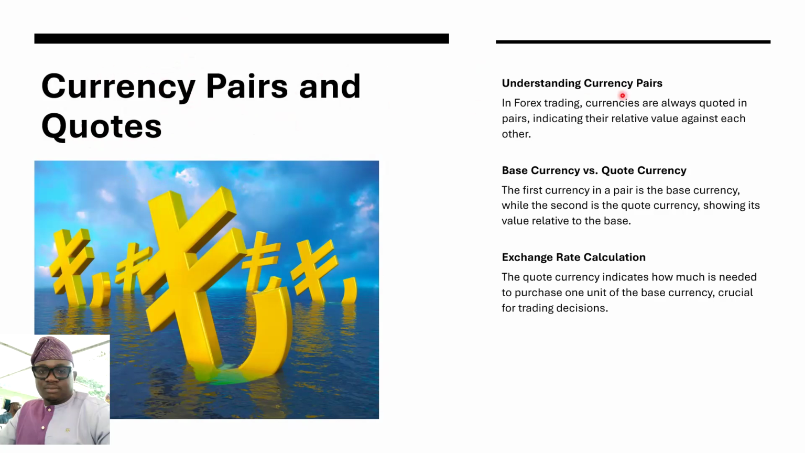So we are dealing with currency. Understanding currency pairs: in forex trading, currencies are always quoted in pairs. Note that I said that in the beginning of the video, indicating their relative value against each other. One currency cannot be valued on its own. It has to be relative to another currency. So that's what makes us have pairs. I forgot to include the examples of all those things here, because I don't really want the video to be very long.